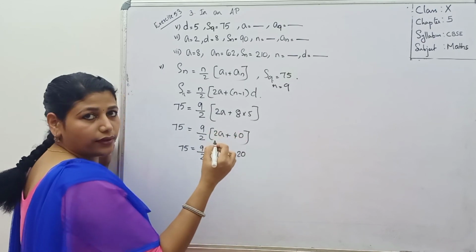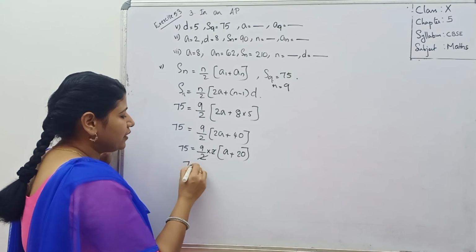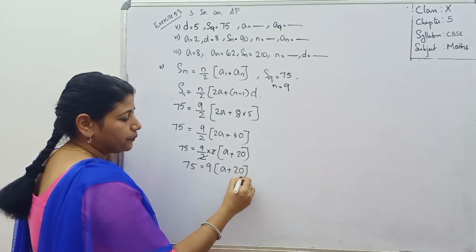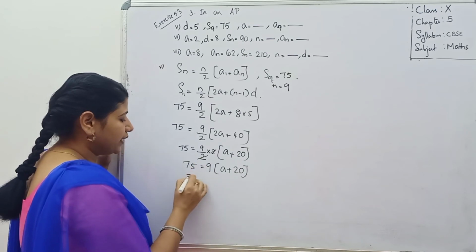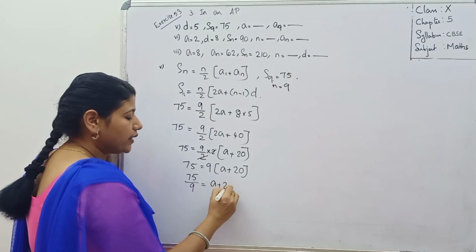20 into 2 is 40. Okay. So you can just cancel these 2's. And 75 equal to 9 into a plus 20. Take this 9 to this side. You will get 75 by 9 equal to a plus 20.